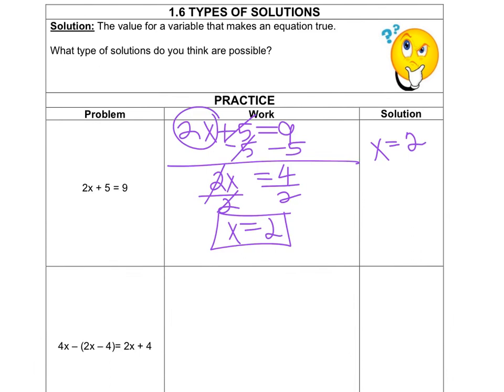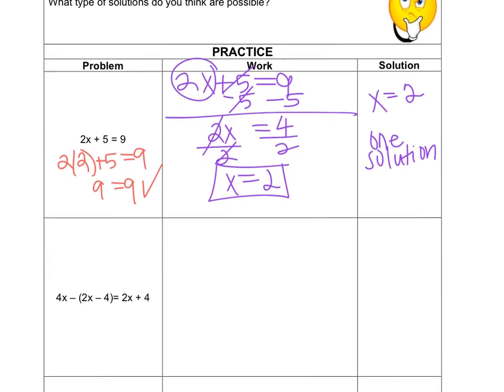And these are the problems we're used to. So this is an example of when you would just get one solution. We could plug it into our equation. So if I know that x equals 2, I could check myself, and I'm going to plug in 2 for x. So I'd have 2 times 2 plus 5 equals 9. Well, 2 times 2 is 4, and 4 plus 5 is 9. So this just shows that we got a true solution. Okay, now let's move on to another example.